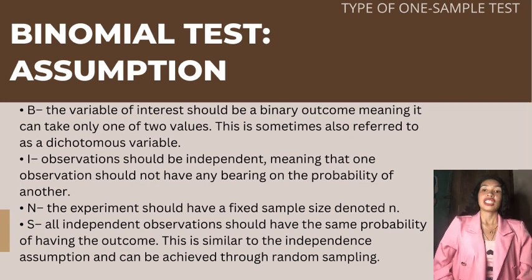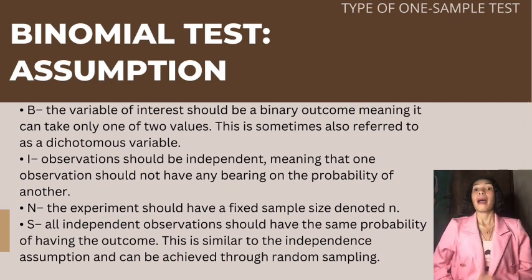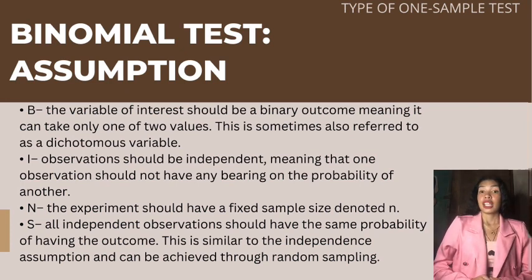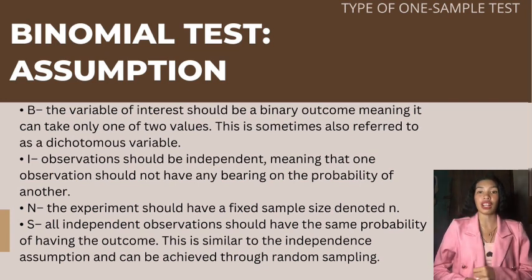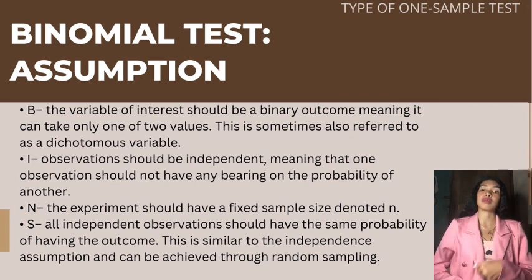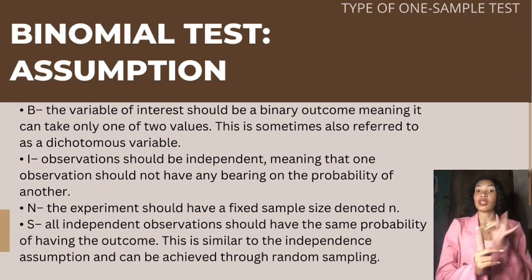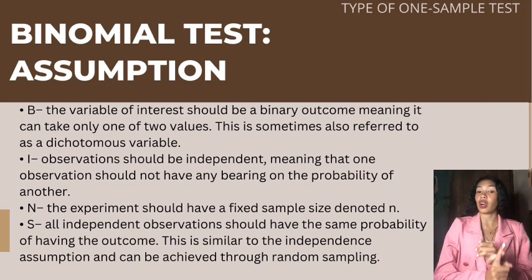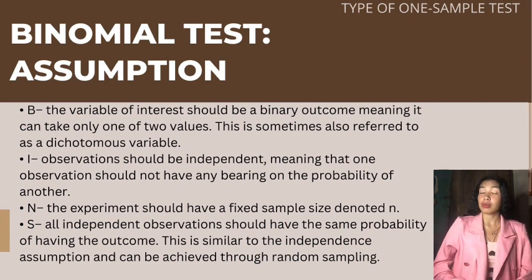There is also an assumption about binomial tests. It can be easily remembered using the BINS acronym. B stands for the variable of interest should be a binary outcome, meaning it can take only two values. For example, a coin toss, heads or tails, the presence of a disease, yes or no, or like what I said earlier, mortality, dead or alive. This is sometimes also referred to as a dichotomous variable.